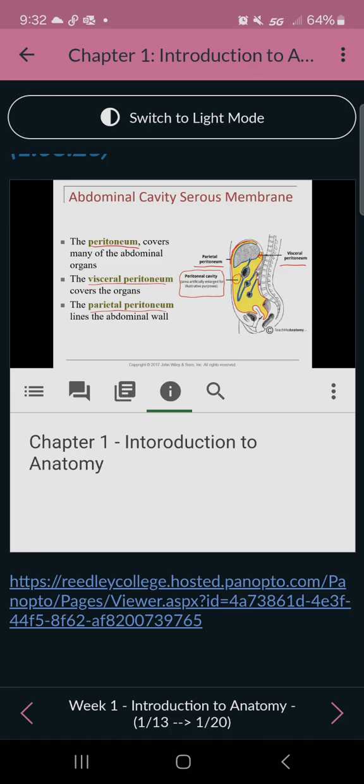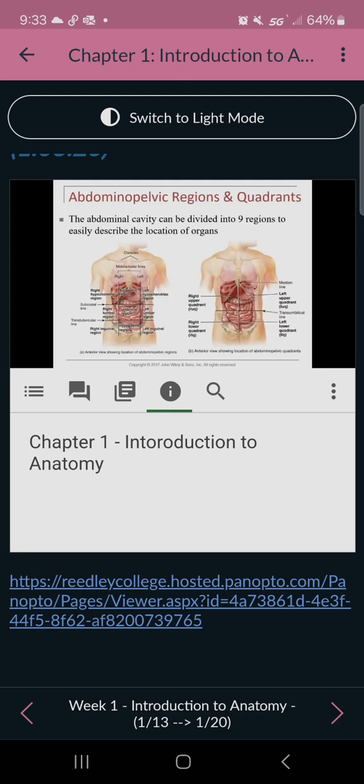Most abdominal organs are surrounded by the peritoneum. Some are not surrounded by the peritoneum. Instead, they are posterior to it. Such organs, we call them retroperitoneal. Okay, retro means behind, such as the kidneys, adrenal glands, pancreas, duodenum of the small intestine, ascending and descending colon of the large intestine, and portions of the abdominal aorta and inferior vena cava are all organs that are considered retroperitoneal.